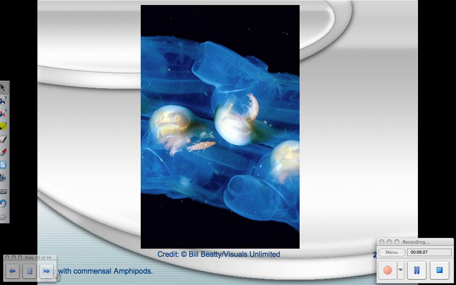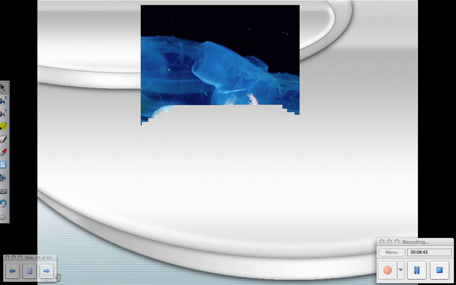And here are just some images of some different relationships. So here's some small amphipods on a, what is it called? A sculp or a selp, which is like an aquatic organism.